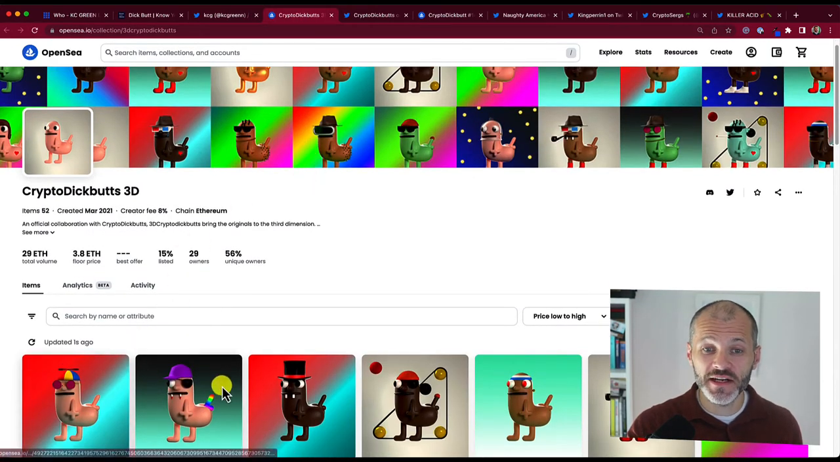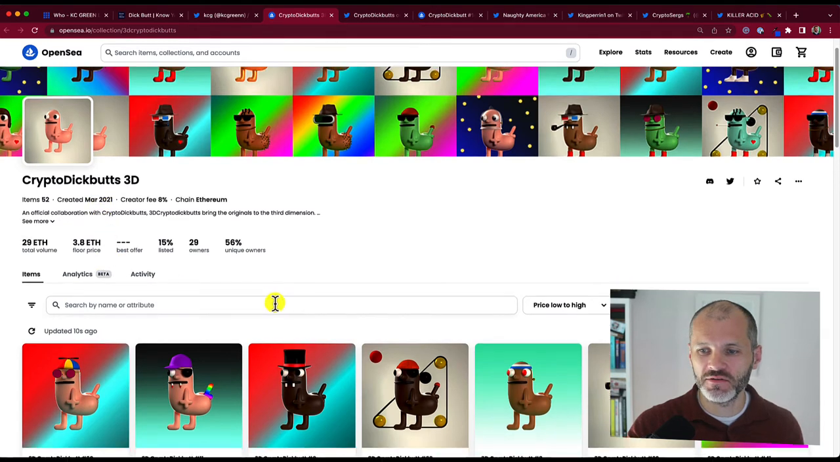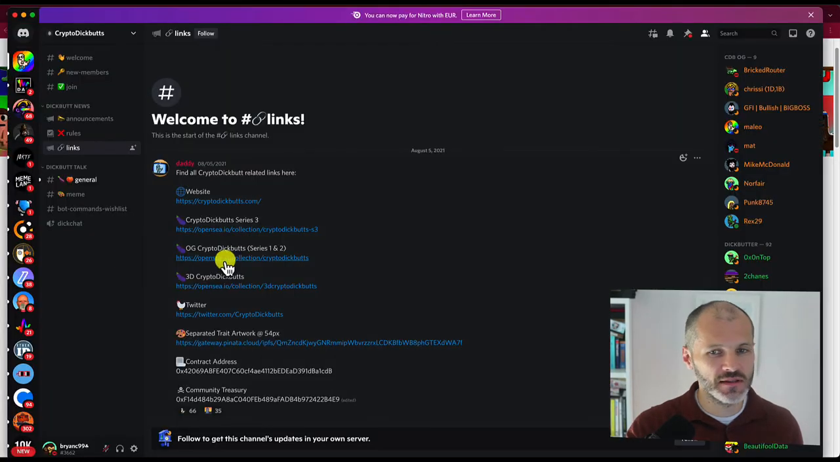But these are the 3D CryptoDickbutts, and they currently have a floor price of 3.8 ETH with just 29 owners and 29 ETH in volume. And these were created in March of 2021. So these haven't done as well as the primary CryptoDickbutts collections.